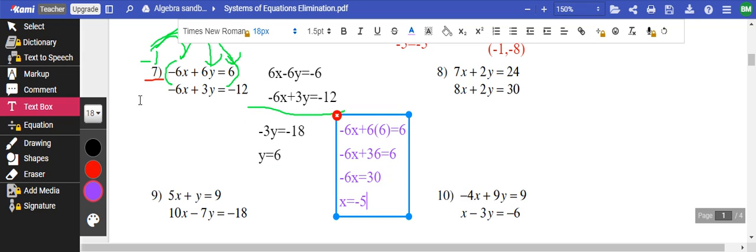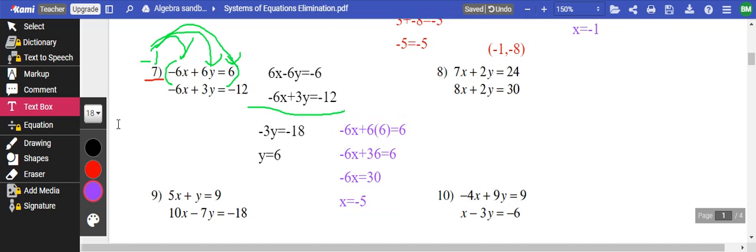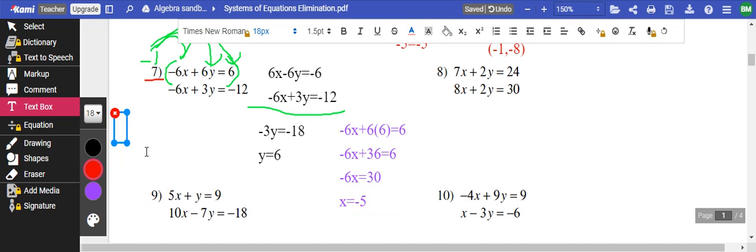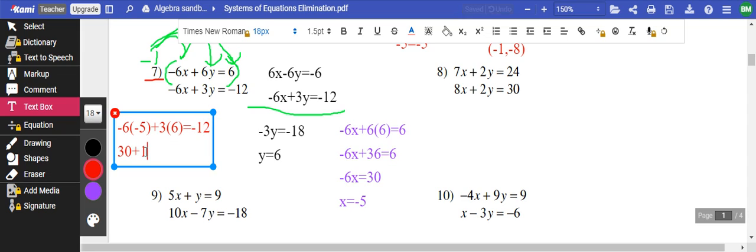Okay. So I'm just going to check this by putting it into that other equation before I write down my answer. -6 times -5 plus 3 times 6 equals -12. So I'm going to get 30 plus 18 equals -12.